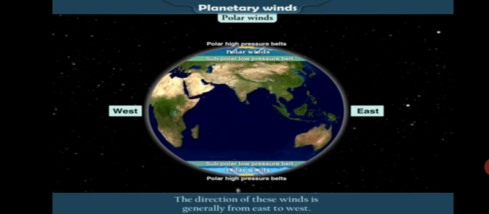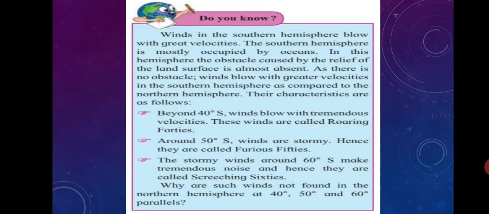Alright, now do you know winds in the southern hemisphere blow with great velocities? The southern hemisphere is mostly occupied by oceans. In this hemisphere, the obstacle caused by the relief of the land surface is almost absent. As there is no obstacle, winds blow with greater velocities in the southern hemisphere as compared to the northern hemisphere. So in the southern hemisphere, winds blow with great velocities.